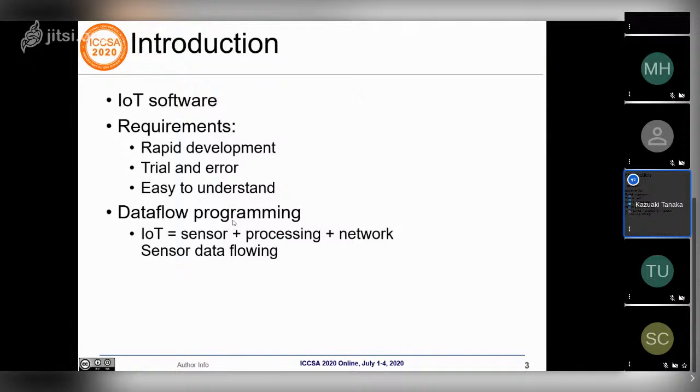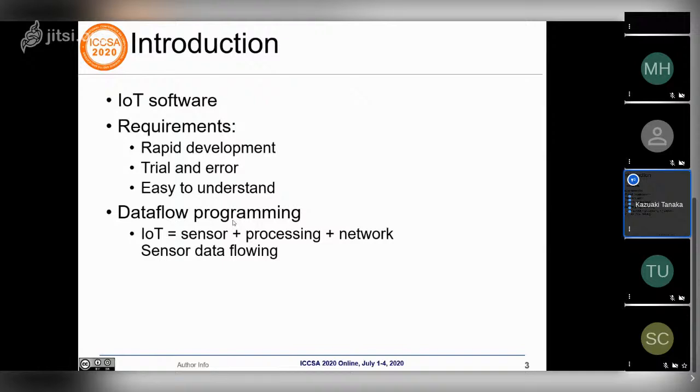Please think about the IoT scene. Such a requirement is rapid development, because the IoT area is not clear for the developers. So build and deploy is necessary, and trial and error is necessary. So in such a scene, a rapid development environment is needed. Also, IoT software is for developers who are now developing IoT applications, so it must be easy to understand and easy to write. Such readability or understandability is very important in IoT software.